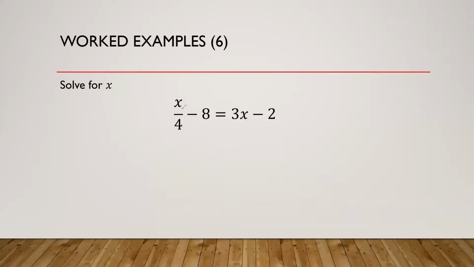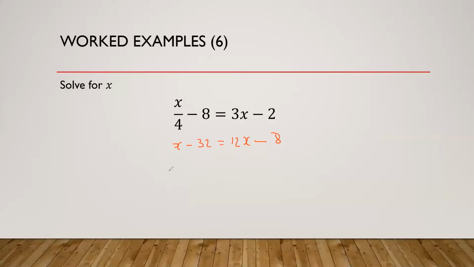Again, we multiply every term by 4 to get rid of this fraction. So this gives me x times 4, 32. 3x times 4 is 12x. Minus 2 times 4 is minus 8. Now, I move x to the right-hand side, and I'll move minus 8 to the left-hand side.